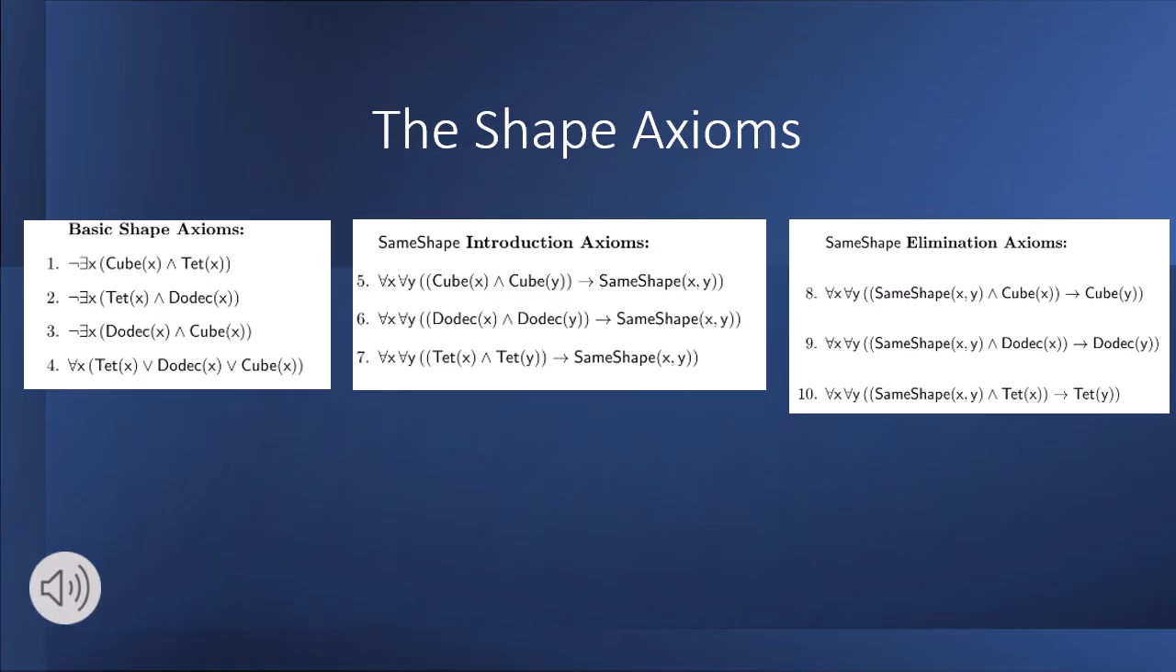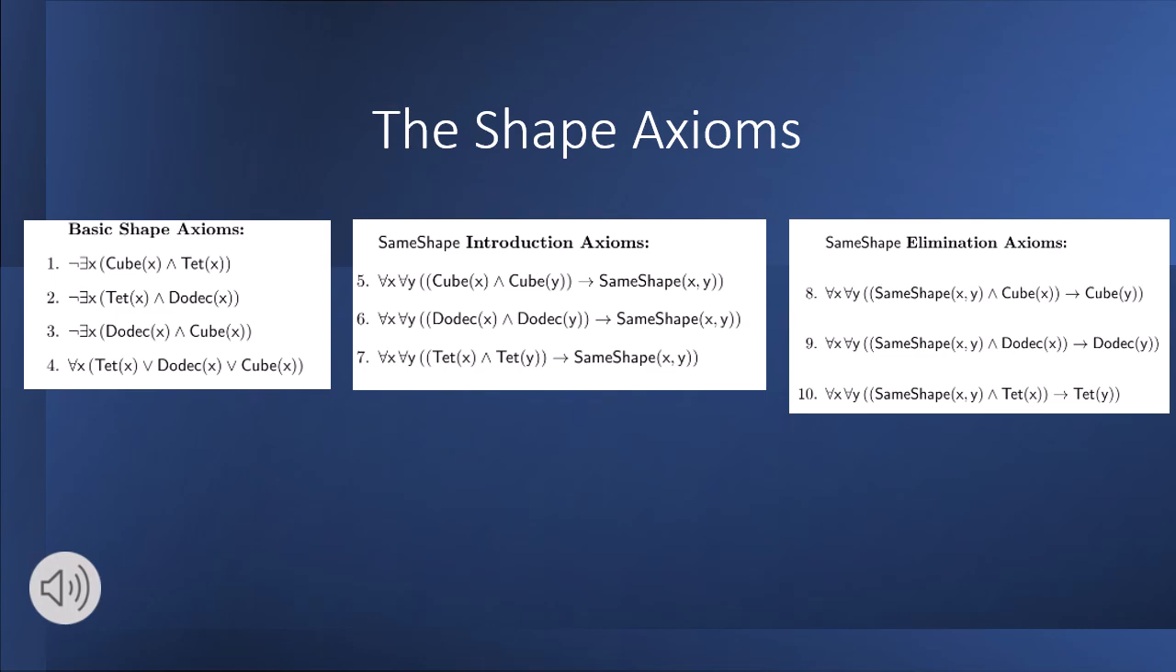We've already previously talked about the basic shape axioms, 1 through 4, because those only required a single quantifier. But now we have axioms that allow us to introduce the predicate same shape and eliminate the predicate same shape. And this requires 6 more rules, and that's because we need rules for each of the various shapes.